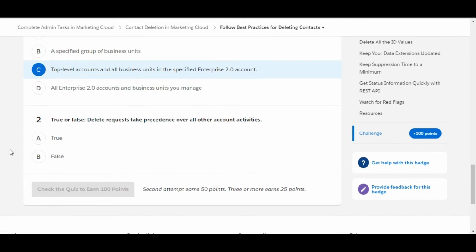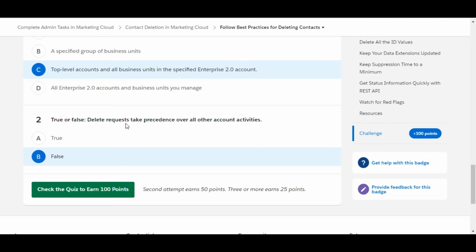Let's move to the second one. True or false? Delete request takes precedence over all the other account activities. So this is false. The delete request doesn't take precedence over all the other account activities. So B is the right answer for the second one.